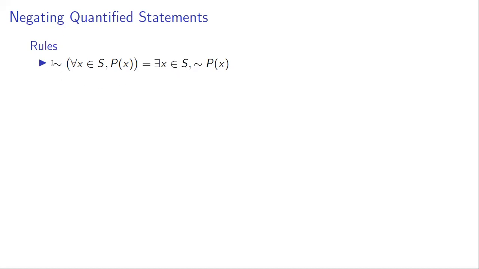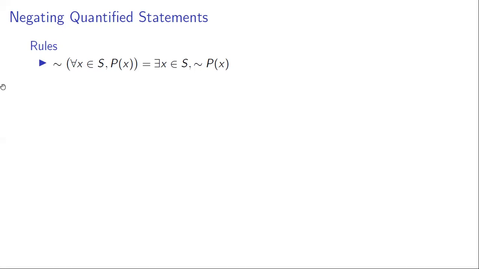So again, this thing on the left says it is false that P of x applies to every x. In other words, there exists an x for which P of x is false, meaning that P of x does not apply. So that's how we deal with negating a for all kind of statement.